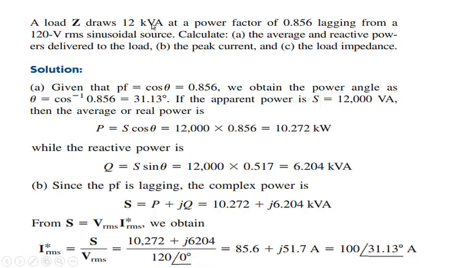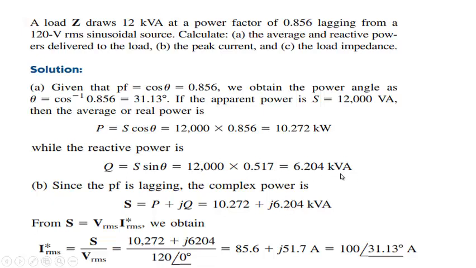So this is kVA, that means this must be the apparent power, because kVA means kilovolt ampere. Apparent power is usually given in volt ampere. Since it is 12 kVA, it means it is 12,000 VA. So S is equal to 12,000 VA. So P is equal to S cos theta. S is given as 12,000, cos theta is the power factor 0.856. It comes out to be 10.272 kilowatt. While the reactive power is S sin theta, that means 12,000 times sine of theta. Theta is this. When we get the sine of theta, it comes out to be 0.517.